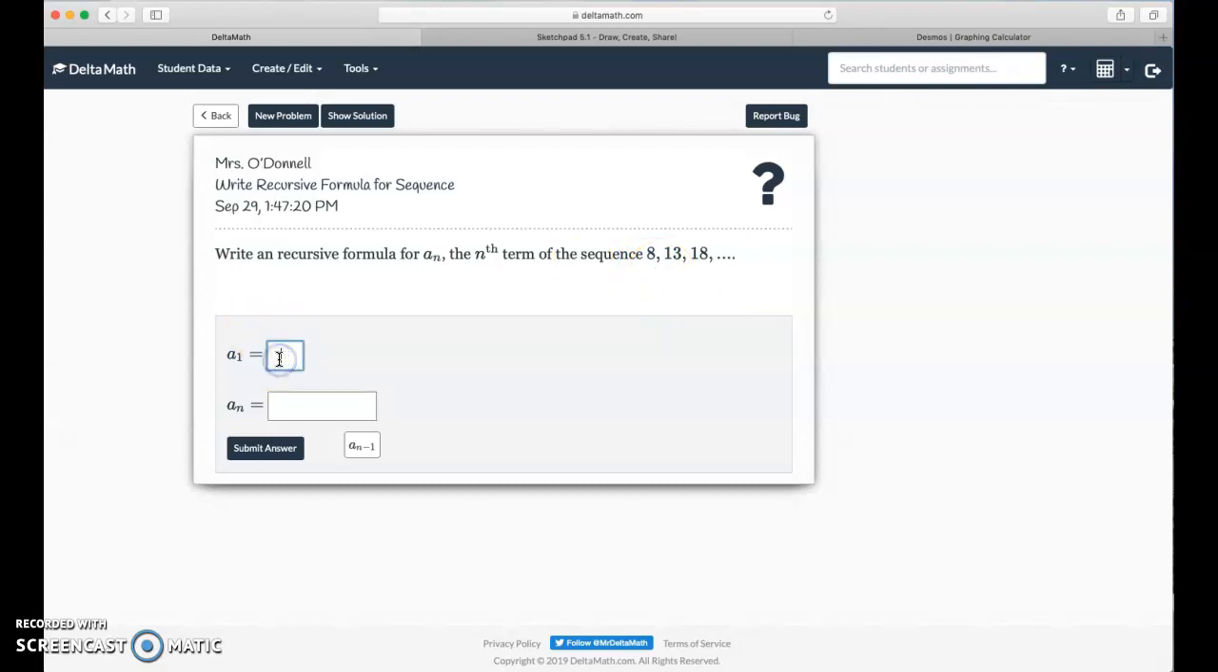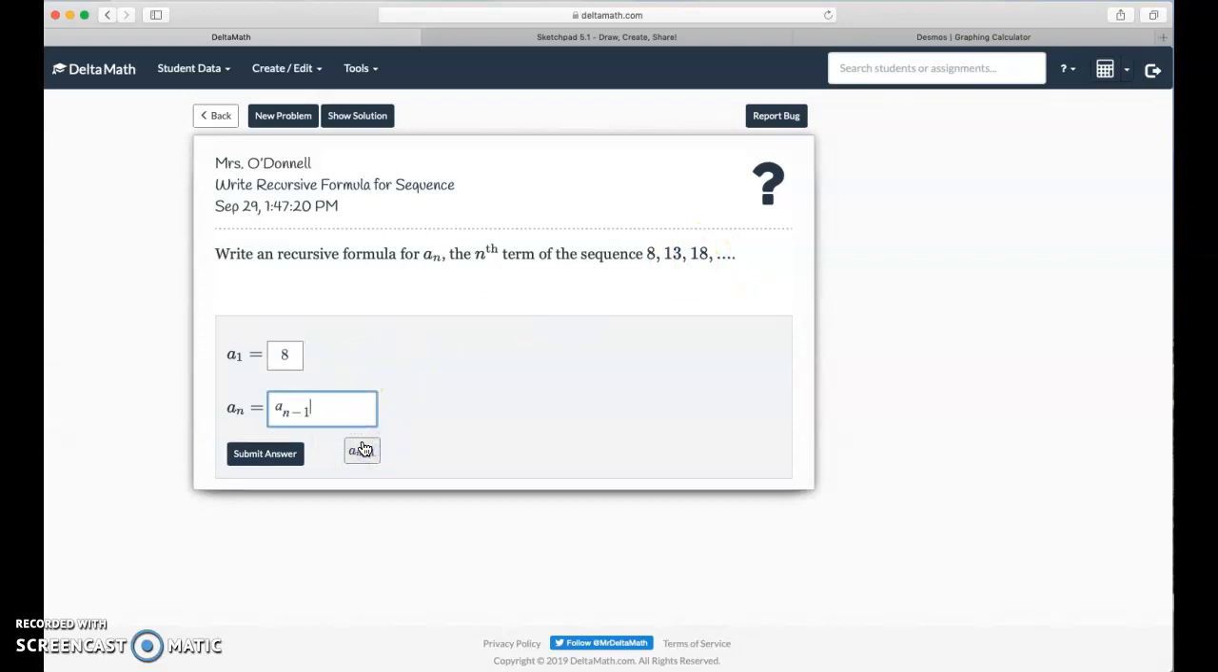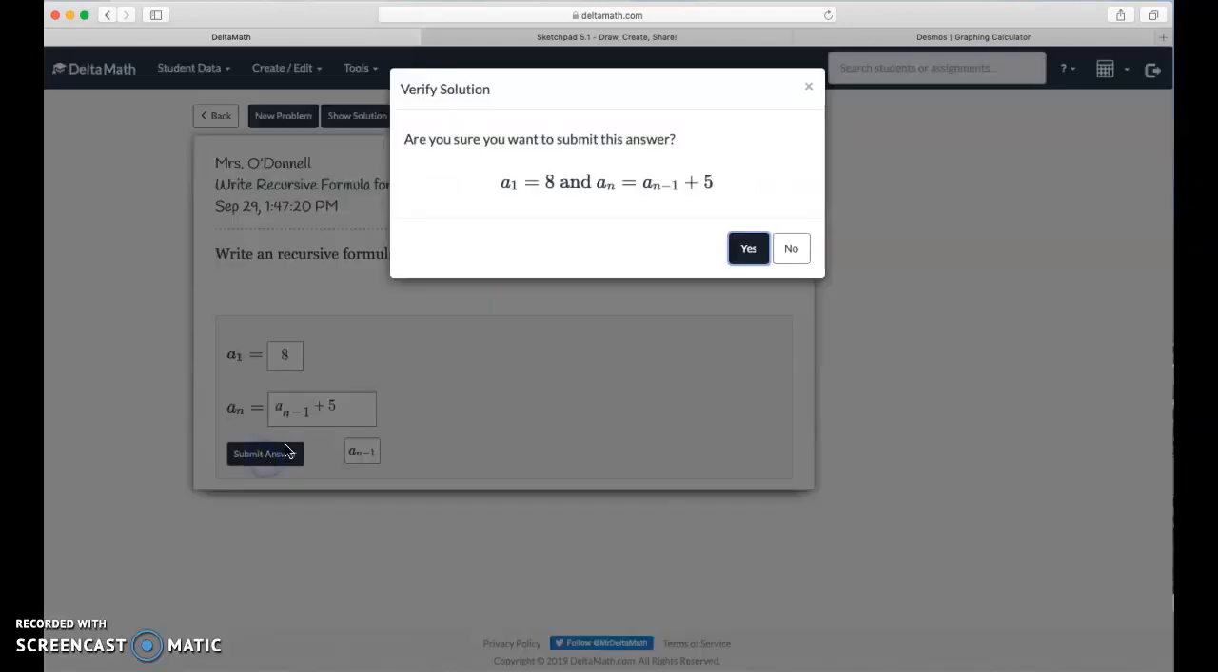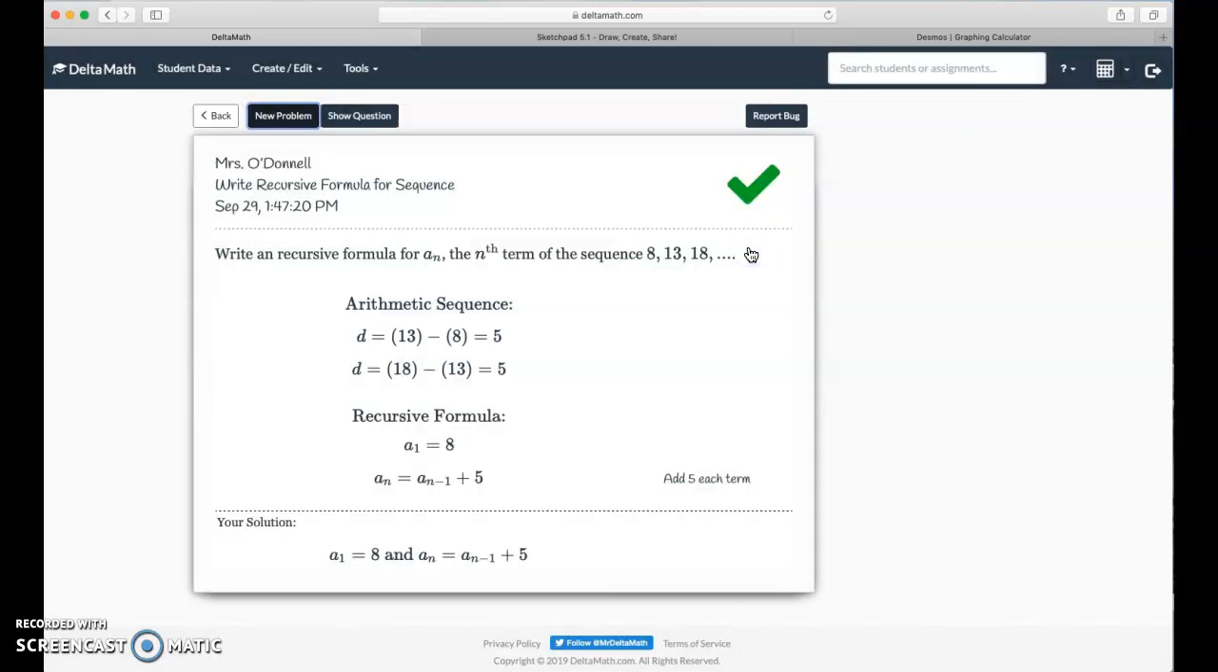So same deal, type in your first term. And then it looks like we're adding 5 between the terms. So we're going to type in our a sub n minus 1, and then plus 5. Click submit. Yep. And we got it. Okay. And that's all there is to that.